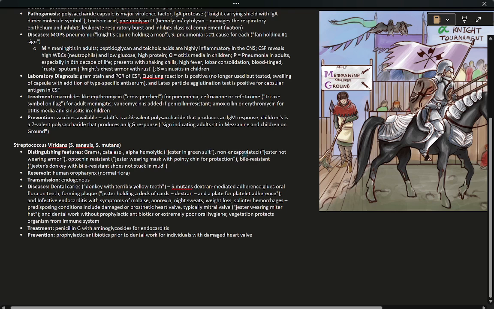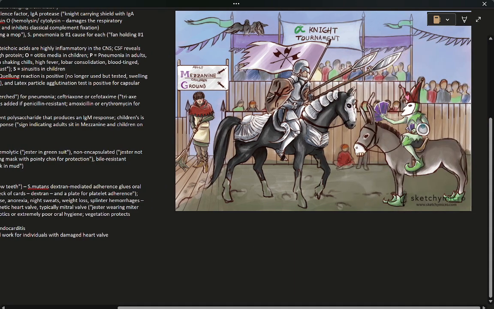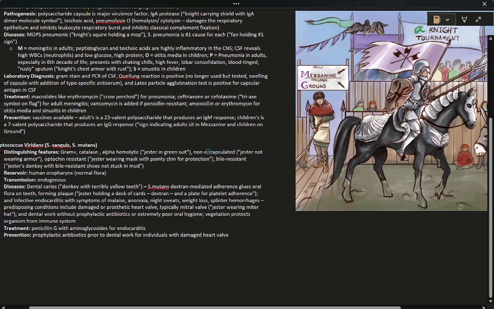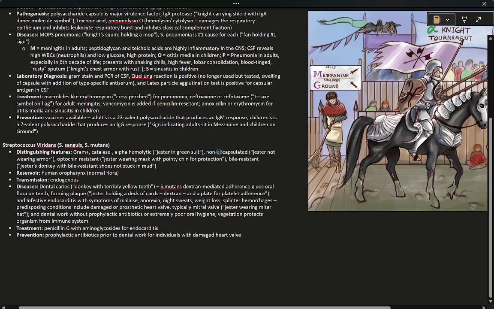It is non-encapsulated. This is symbolized by the jester not wearing the armor. So this makes it different from Streptococcus pneumoniae, because Streptococcus pneumoniae is encapsulated. Let's remember that the Streptococcus viridans is not encapsulated.